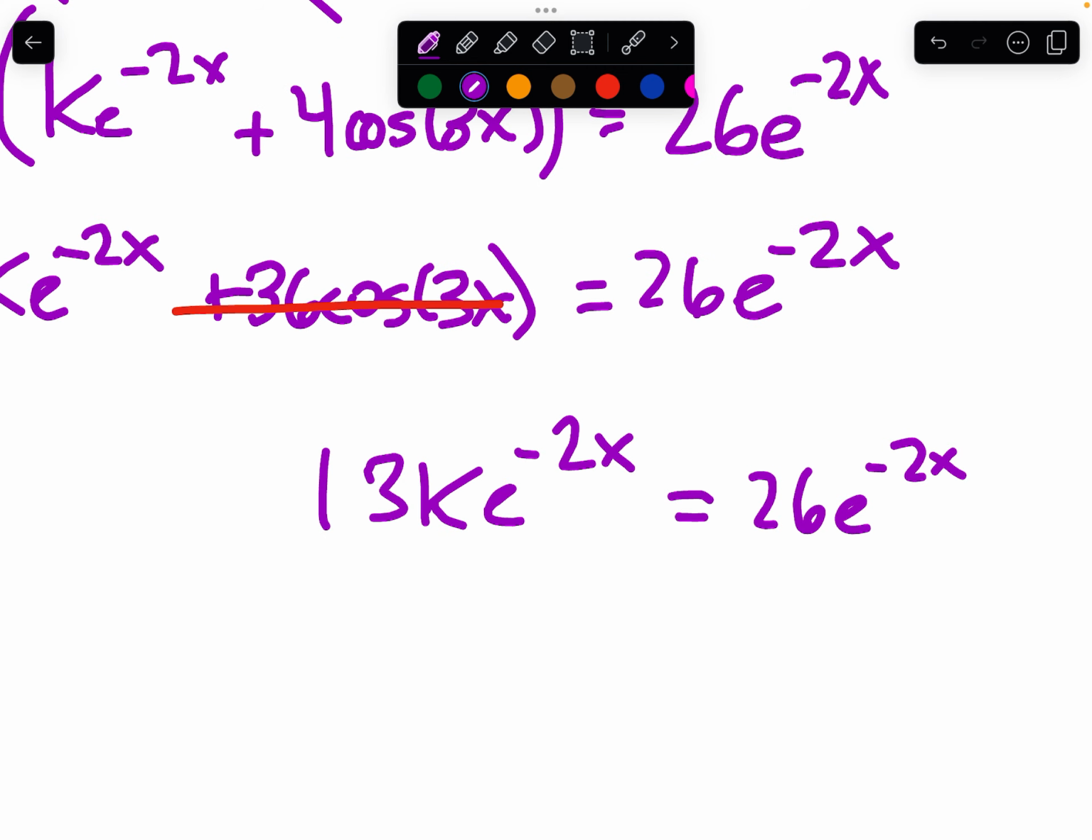And now the goal here is to solve for k, isolate k. Well, we'll divide both sides by 13, and while we're at it, let's divide by 13e to the power of negative 2x. So k will equal 26 divided by 13 is 2. E to the power of negative 2x divided by e to the power of negative 2x cancels out. And all of a sudden, we have figured out what that constant k needs to be in order for y to be a solution to the differential equation in the top right. K needs to be equal to 2.